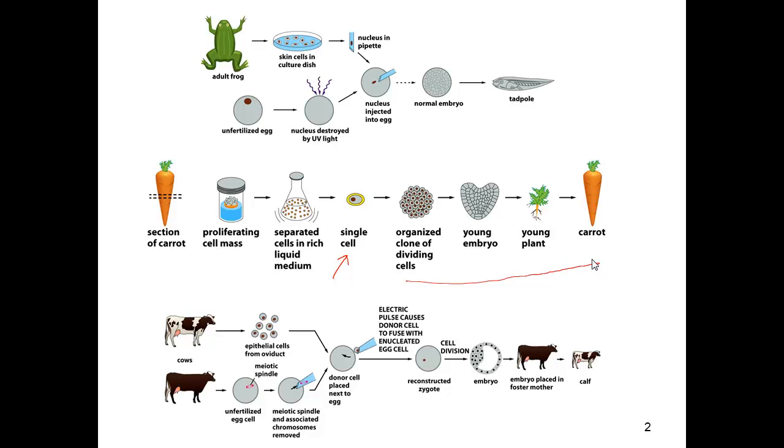The frog and the cow examples focus in on cloning techniques, and we'll discuss those later in the course, but it's the same thing as how do the various instructions that are contained in the DNA be deployed in a time-dependent manner to produce the final result of an adult organism.